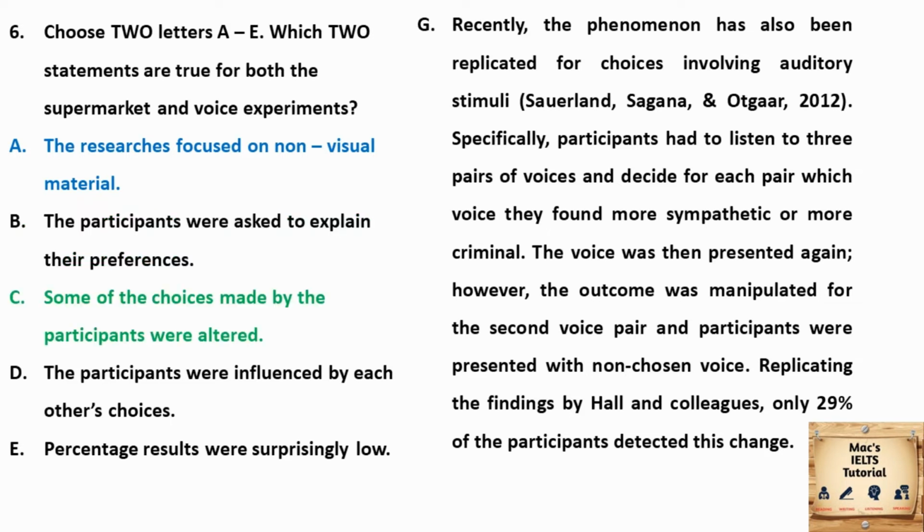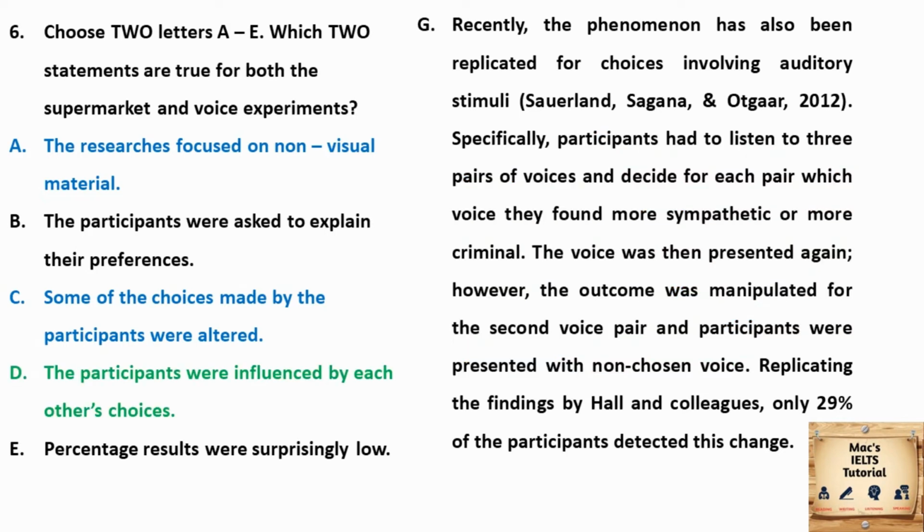Feature C states that some of the choices made by the participants were altered. You can notice that the paragraph states that participants had to listen to three pairs of voices and decide for each pair which voice they found more sympathetic or more criminal. The voice was then presented again. However, the outcome was manipulated for the second voice pair, and participants were presented with the non chosen voice. Hence, it is crystal clear that feature C is complementing the para. Let us check the next feature.